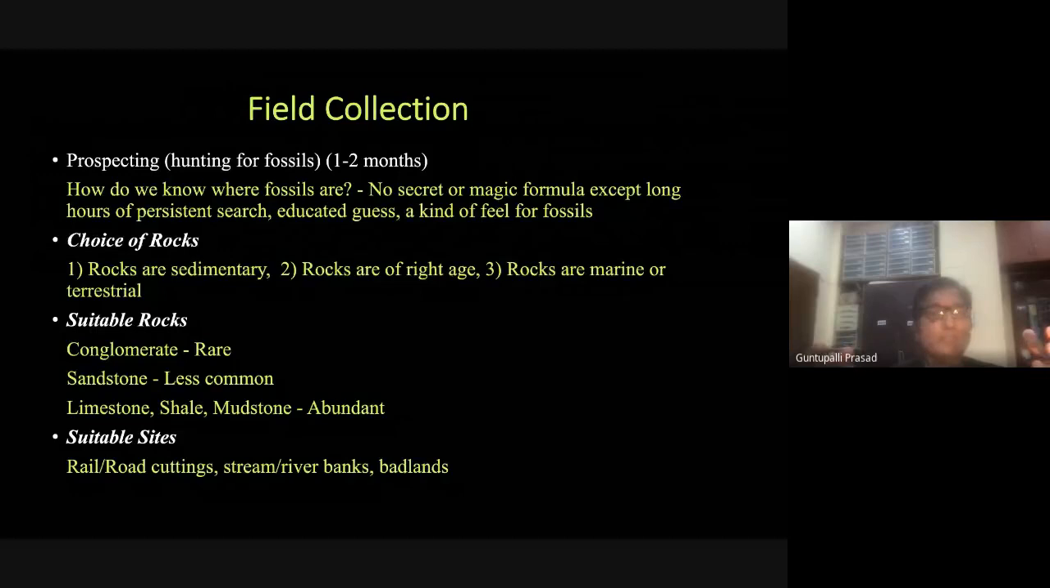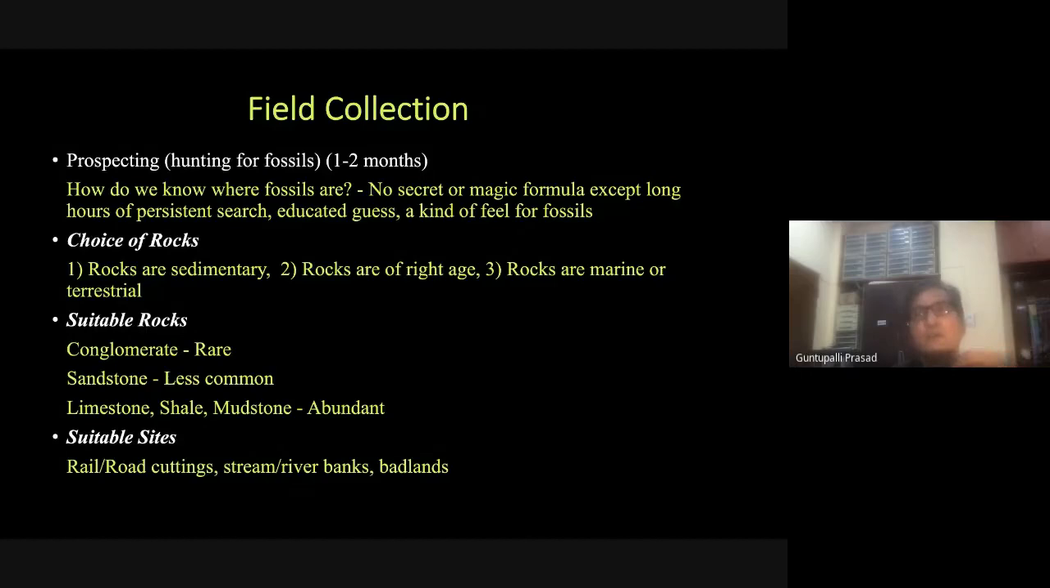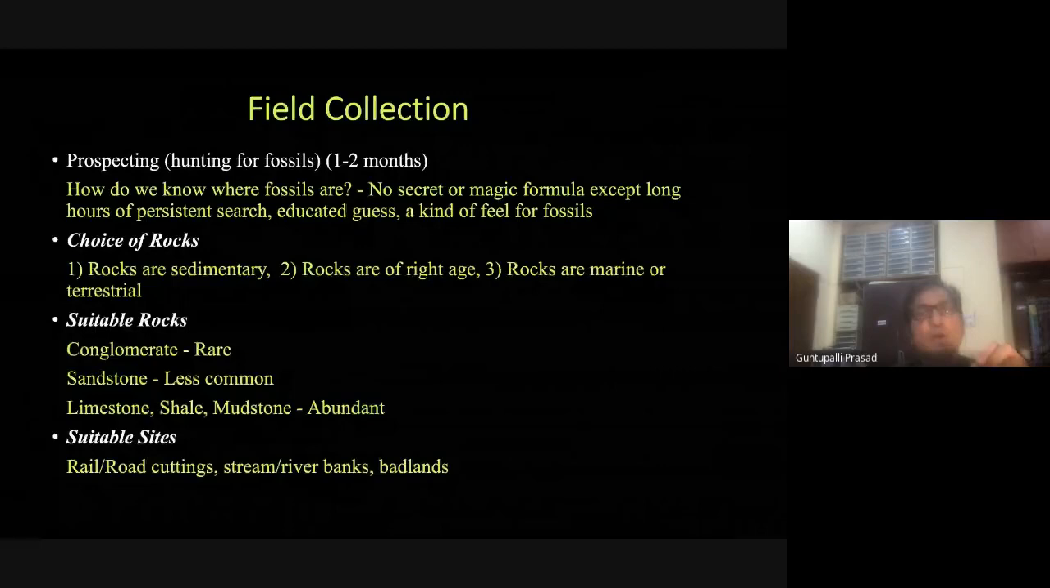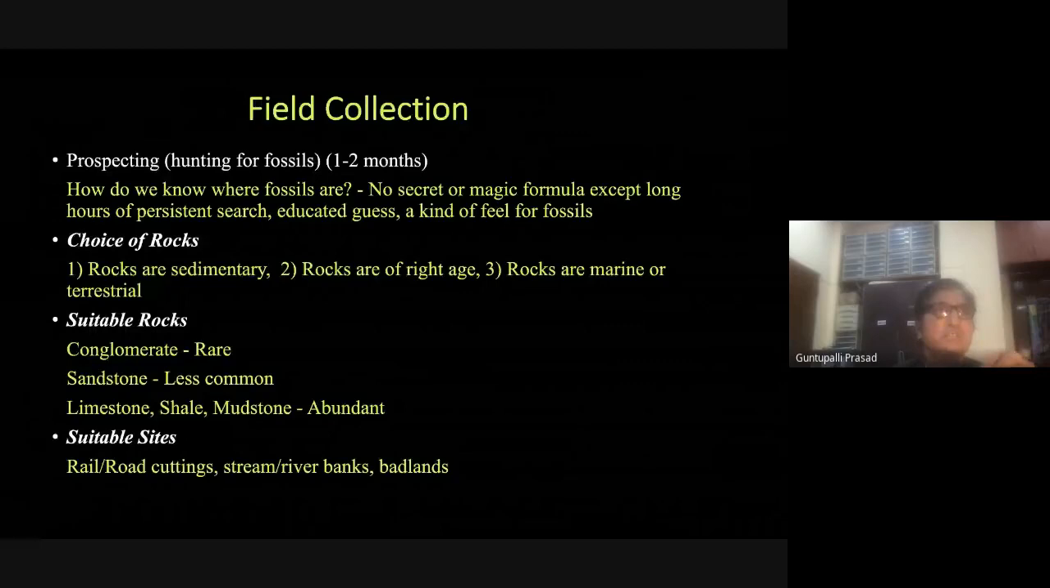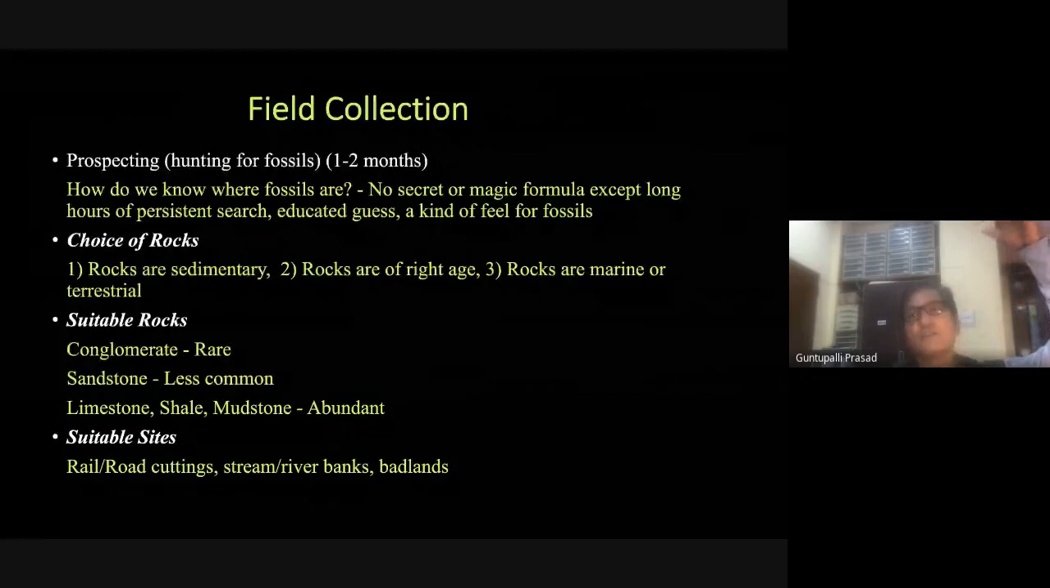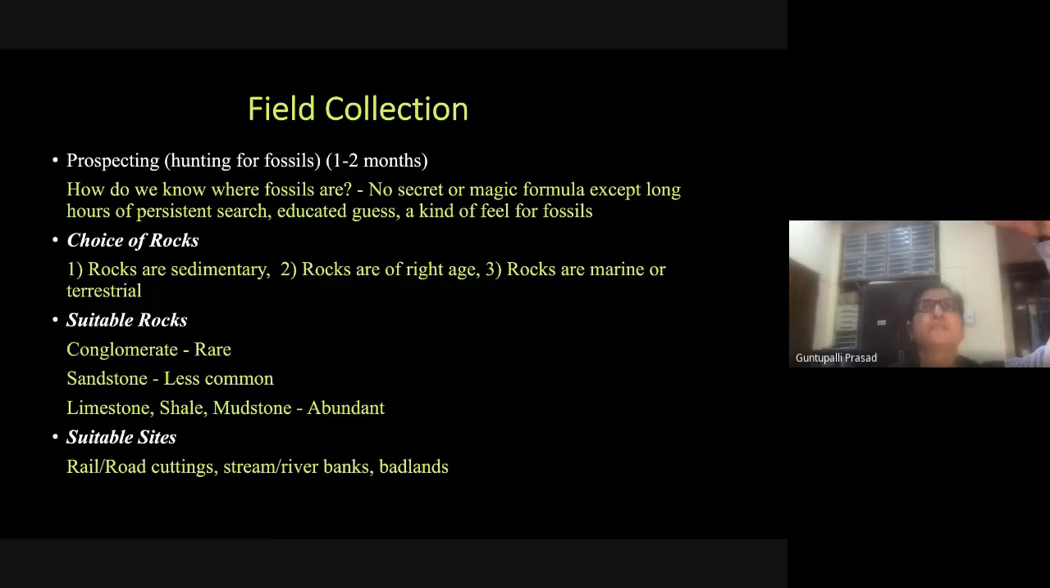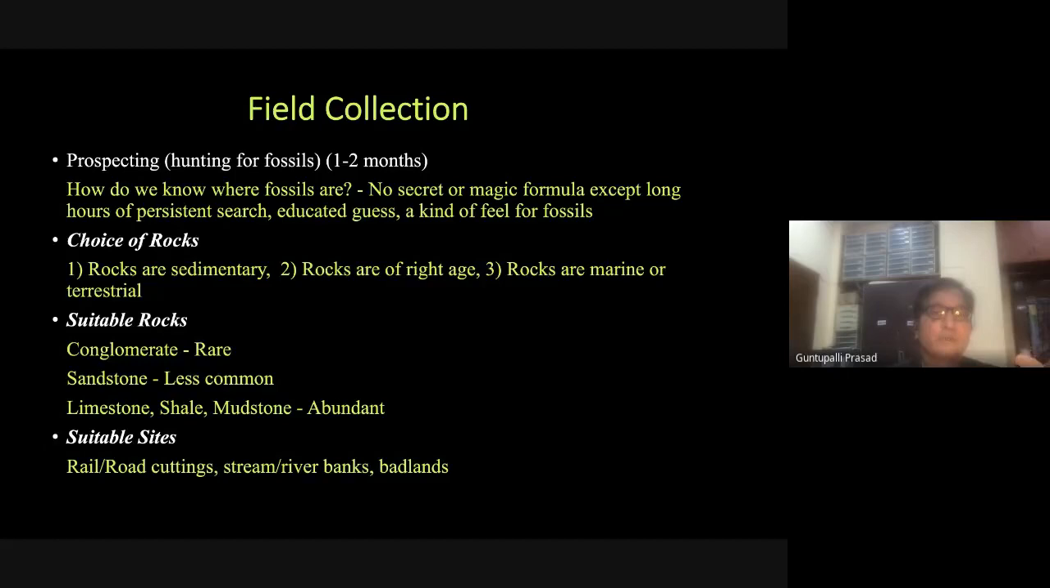And also there are sometimes certain clues which are available when you move along, for example, a river channel or a road cut. You will see some fragments of bone or some fragments of shell. Then you try to look for where these shells or bone fragments are coming from. When you look up section, if you have a vertical section, if you climb up and see where they're coming from, then you can locate the place where the fossils are coming from. That is how you can actually locate the fossiliferous horizons. From there, you can pick up the fossils.